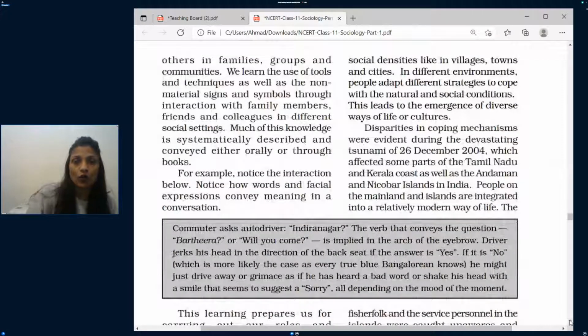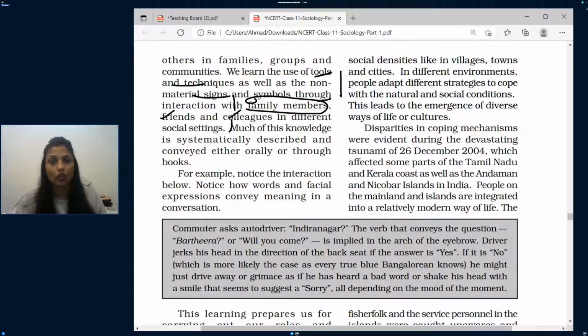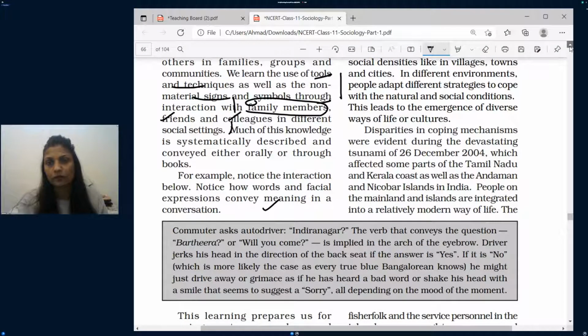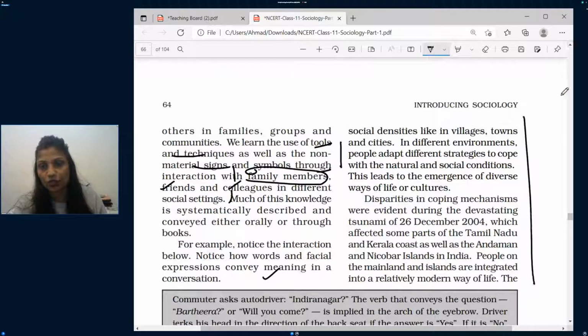So now we know these tools and techniques, as well as these non-material signs and symbols, are understood through interactions with members, friends, colleagues. So these are a few things which you have to read on your own. Please read these things, it will make sense to you.